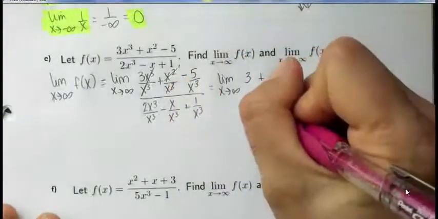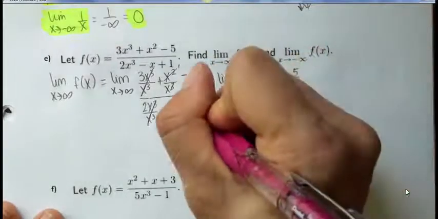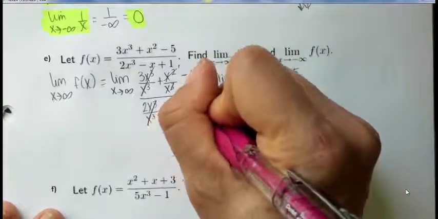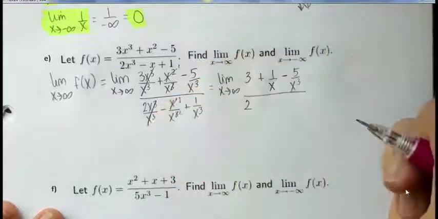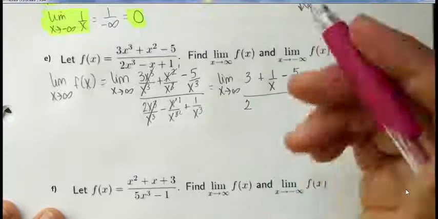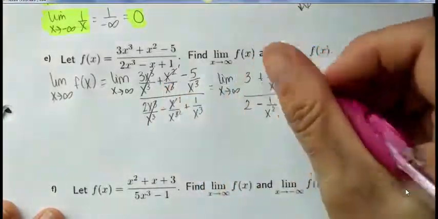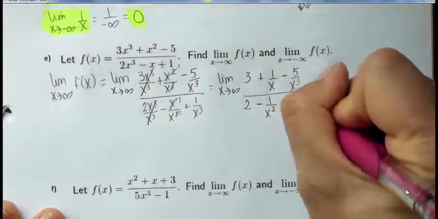And then over here, you're going to have, let's see, the x cubes go away, so you're going to have a 2. X to the first over x cubed, this is going to reduce to a 1, and this will reduce to an x squared. So, oops, that's minus. Plus, and then you can't simplify that one at all, 1 over x cubed.